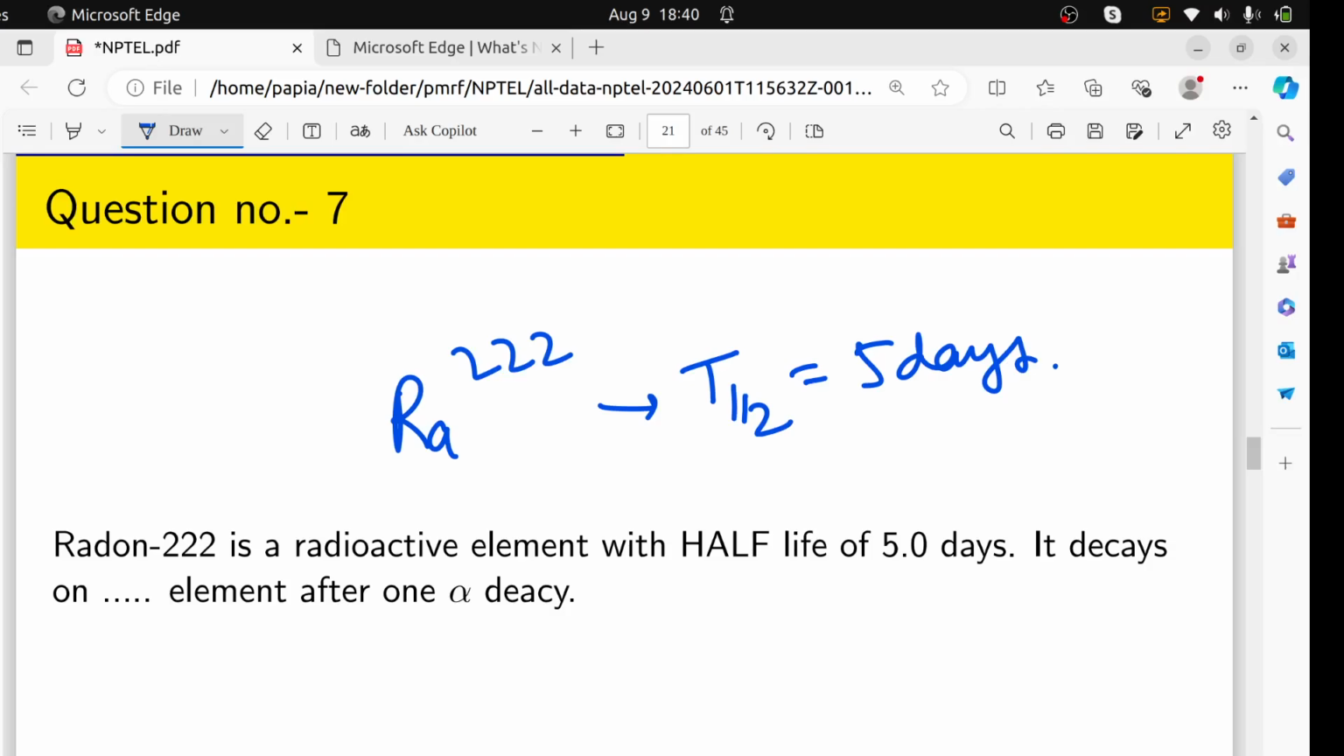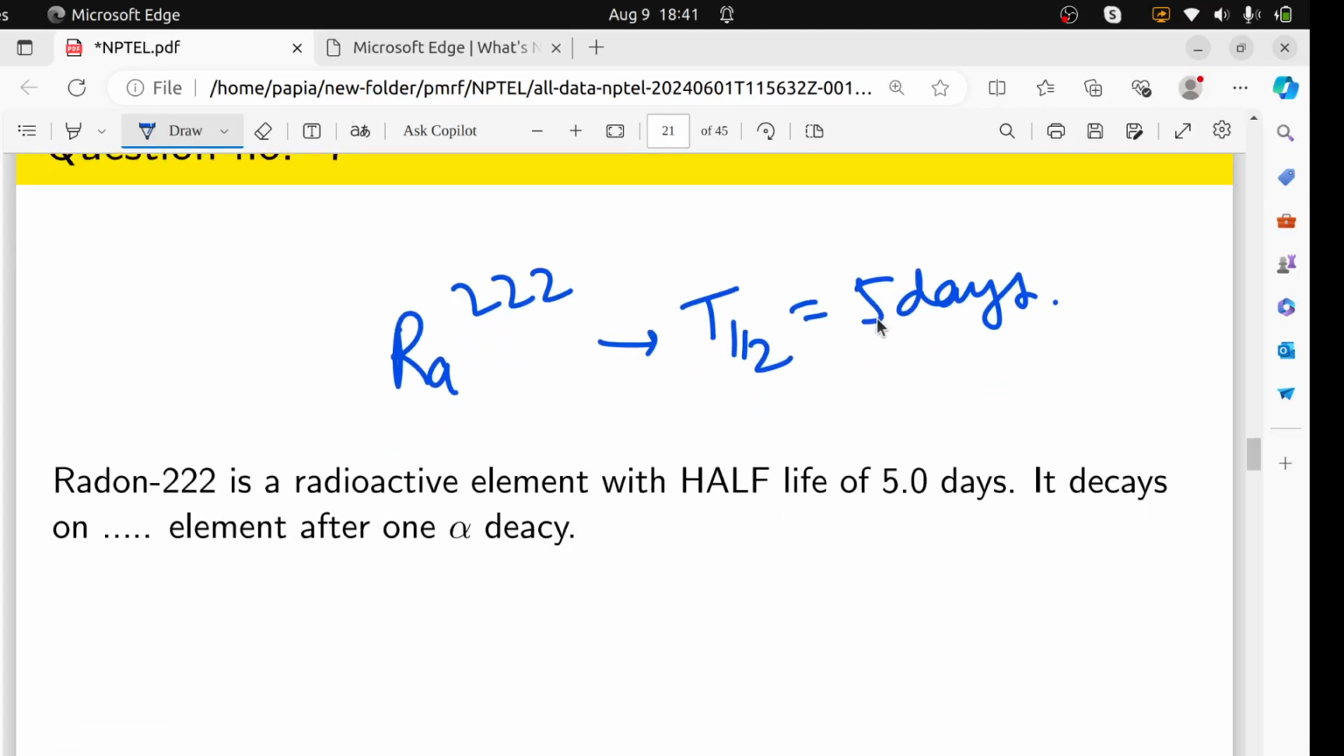So this is a very simple question, because here they are just asking: our parent nucleus is radon-222, what will be the daughter nucleus after 1 alpha decay? And the half-life that is given is not needed for this question at least, right? For this case, I just need to know one thing: what is the Z value of radon?